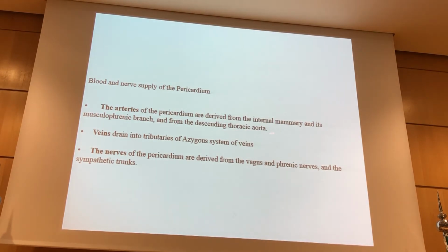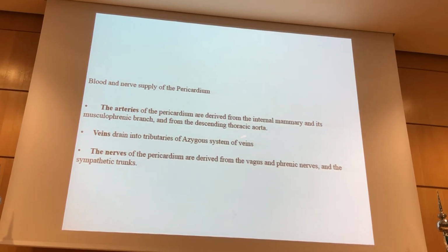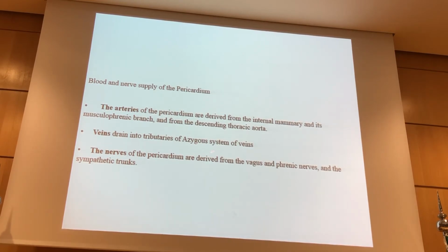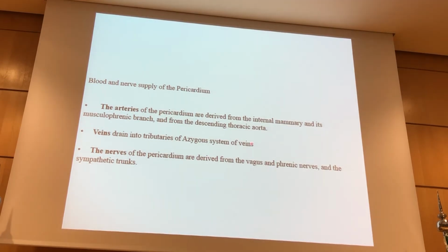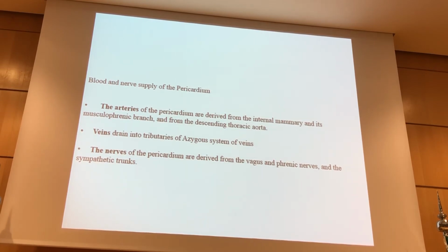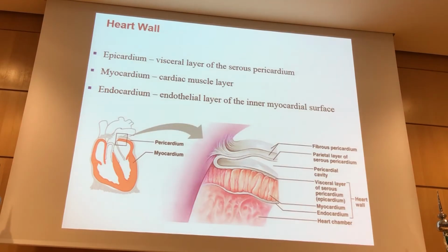So the internal mammary arteries will supply the pericardium, and it also receives branches from the descending aorta or the thoracic aorta. Veins drain into what we call the azygous and hemiazygous system of veins. Dr. Atif will explain in the mediastinum. Basically, this is the system of veins that drains the thorax and the thoracic wall. Nerves, of course, is mostly the phrenic. Phrenic, C3, 4, 5 will supply the pleura, the pericardium, and the diaphragm, plus sympathetic and parasympathetic.